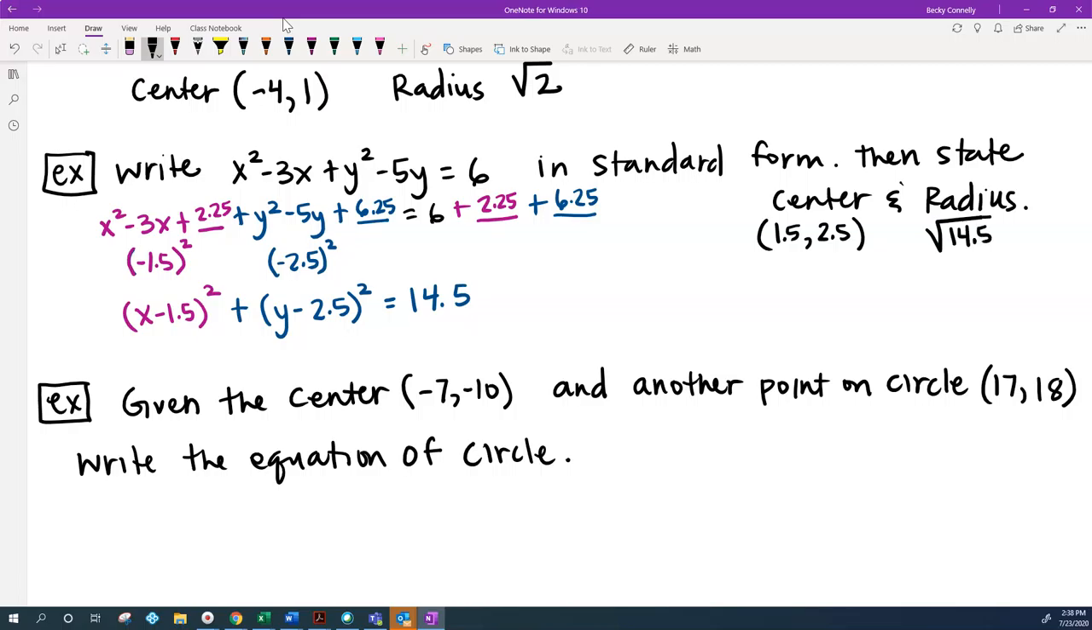And you could leave it that way, but oftentimes if it has a decimal in it, it'll ask you to round to the nearest hundredth, right? To two place values. So that would be like 3.81, if you put that into your calculator and then rounded it to two decimal places. I'm going to put these little approximate signs there, since it's not exactly equal to. Okay, what questions do you have on that one?